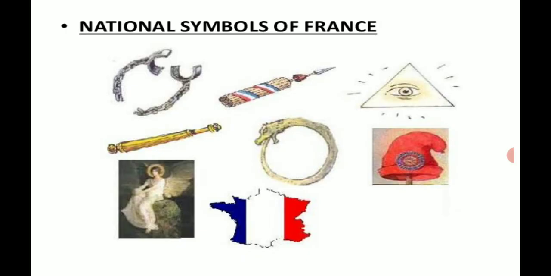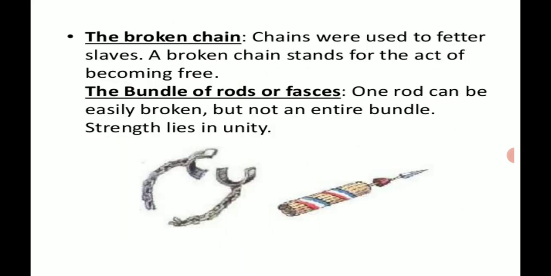Now let us study the national symbols of France, and also understand what they mean. You can see here two images. One is a broken chain, another one is a bundle of rods or fasces. First, let me explain the meaning of the broken chain. Chains were used to fetter slaves. A broken chain stands for the act of becoming free.